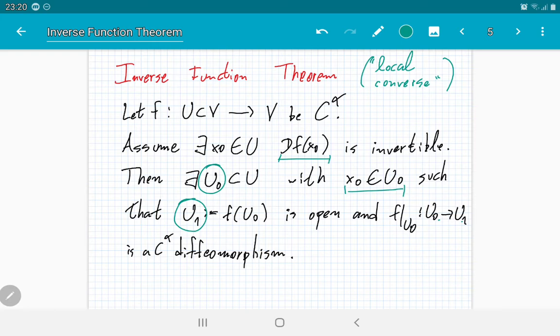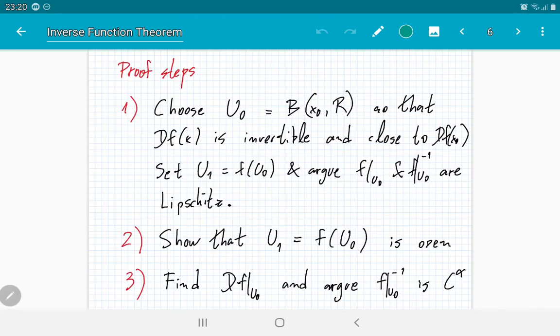In this video, we're going to do one step of the proof that's not too complicated, and another step that's a lot more complicated. Let me show you the steps. First, there's the issue of finding this open set, this U0, which is a neighborhood of x0, and that's going to be simple. It's just going to be a ball where the derivative doesn't vary much. So all points have derivatives close to the derivative of f at x0.